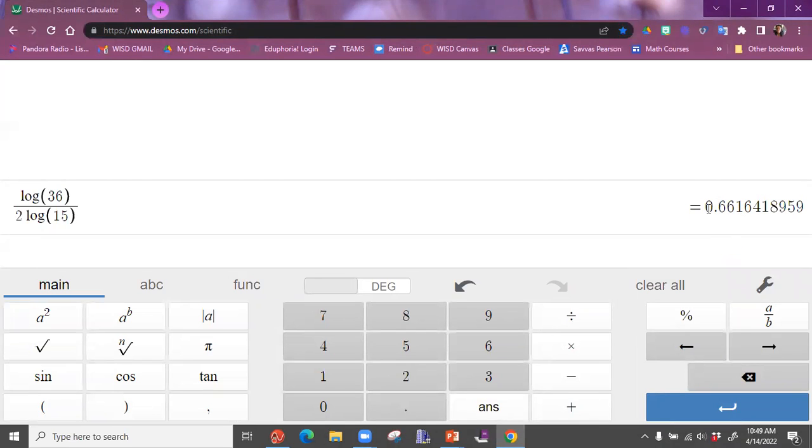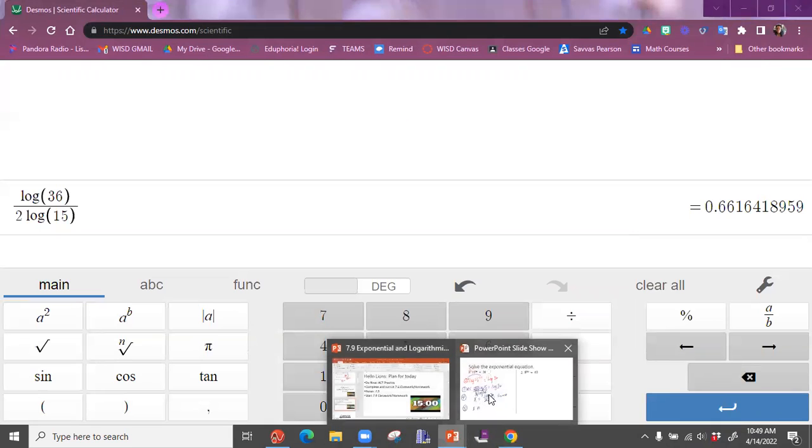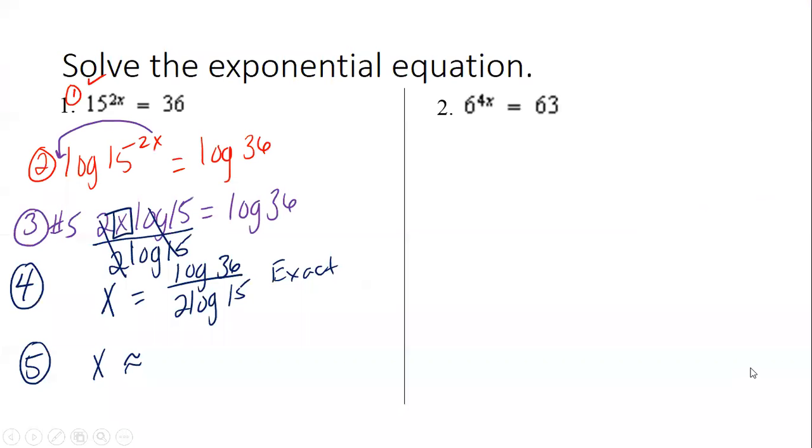Okay, so if we're rounding to the nearest thousandth, it would be 0.662. If we're rounding to the nearest 10,000th, it would be 0.6616. So we're gonna do the 10,000ths to be a little more accurate. The more decimal places you round to, the more accurate you are. So we have 0.6616. And that's our answer.